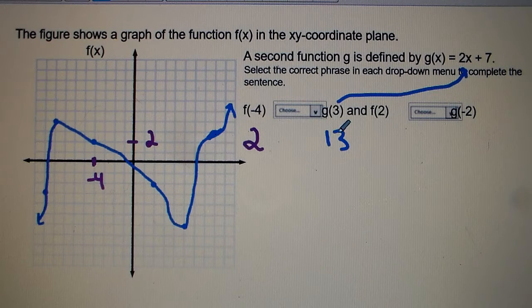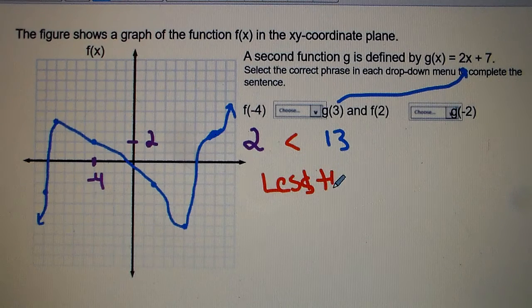So is 2 less than 13? Is 2 equal to 13? Or is 2 greater than 13? Well, you guys know 2 is less than 13. So the first drop-down menu is less than. So f of negative 4 is less than g of 3. Next up, we got f of 2. So what is our blue function at when x is 2?